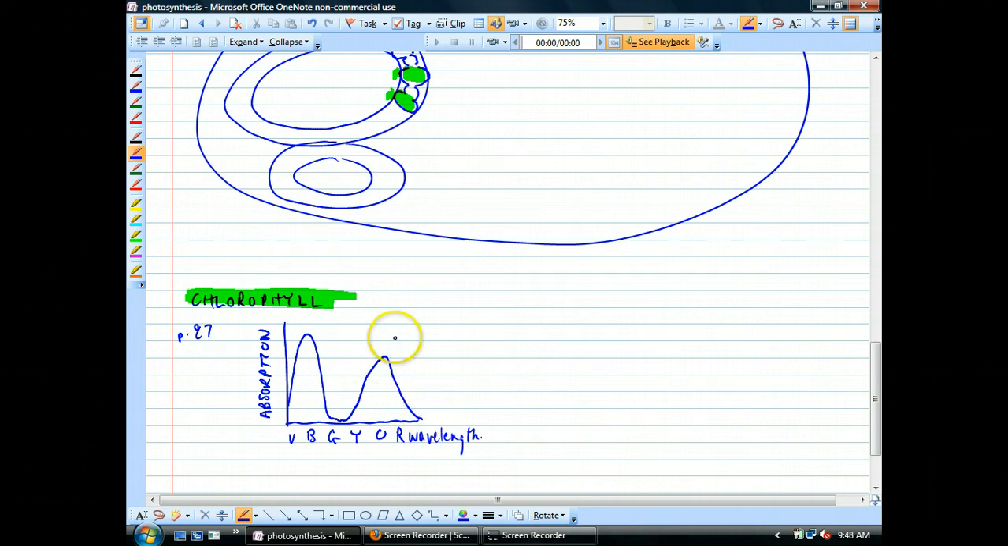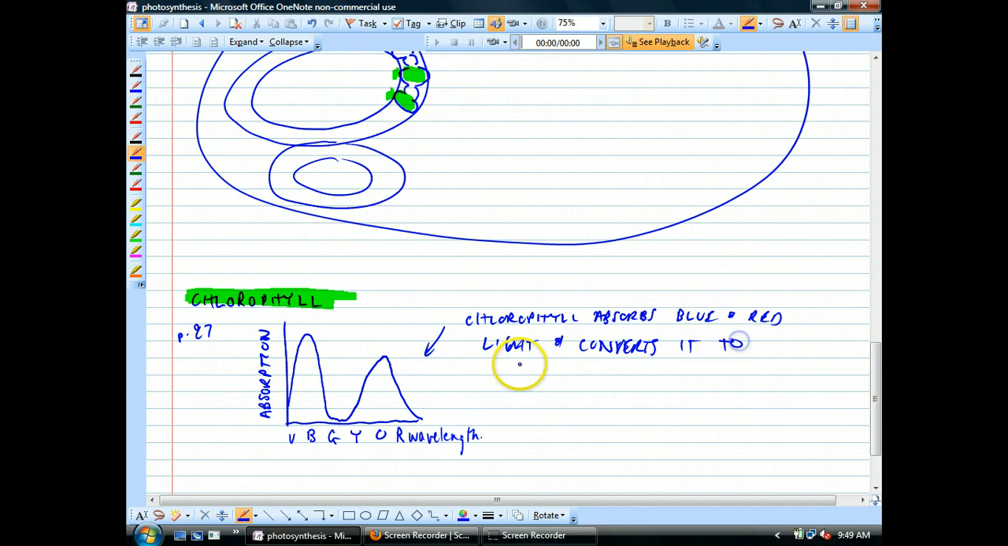So what that means is chlorophyll absorbs mostly blue and red light, and converts it to chemical energy. Chlorophyll is very important. Without it, there wouldn't be much life on Earth because of its ability to convert the sun's energy into chemical energy.